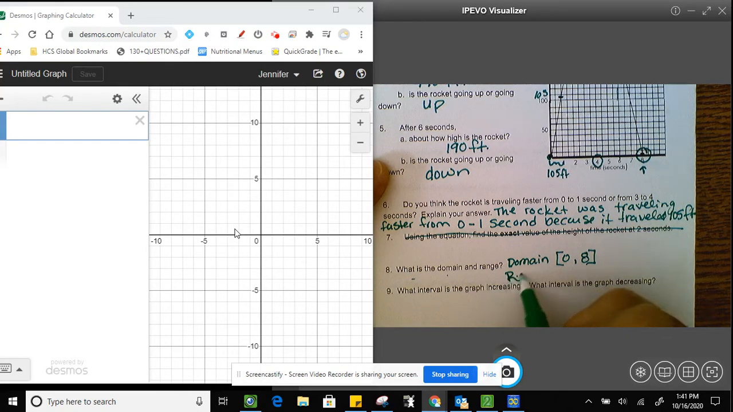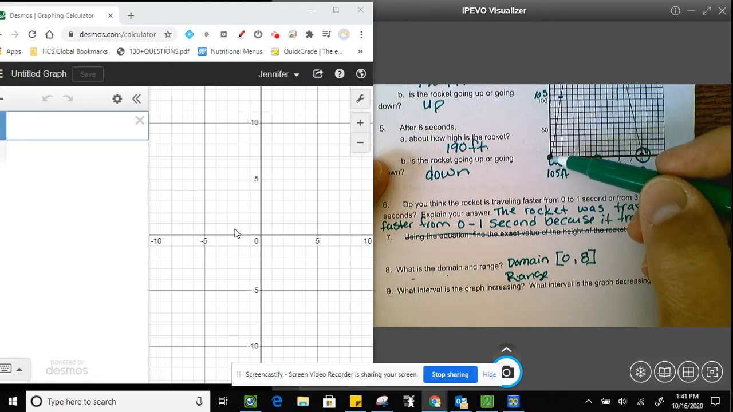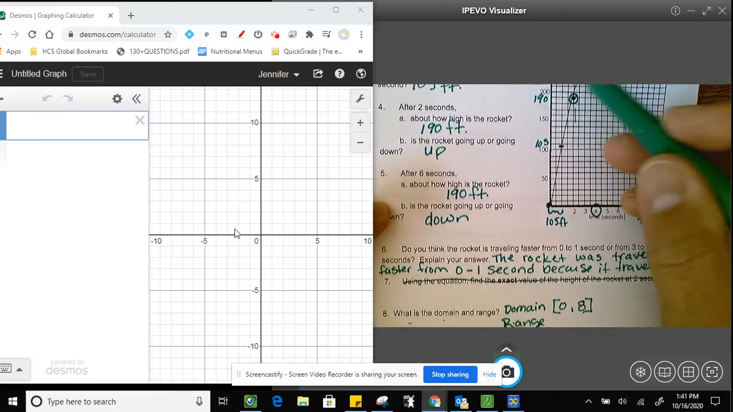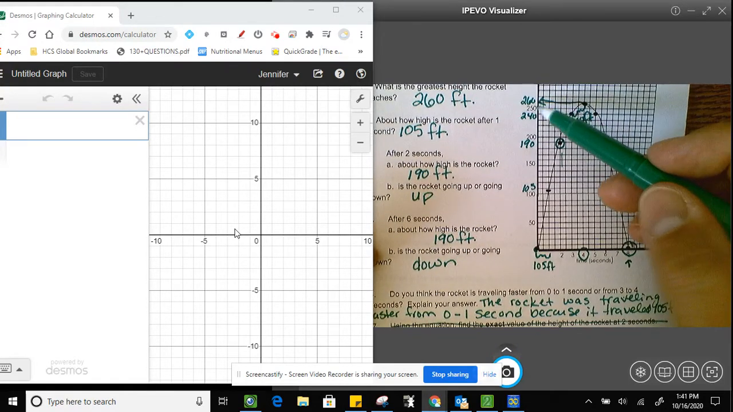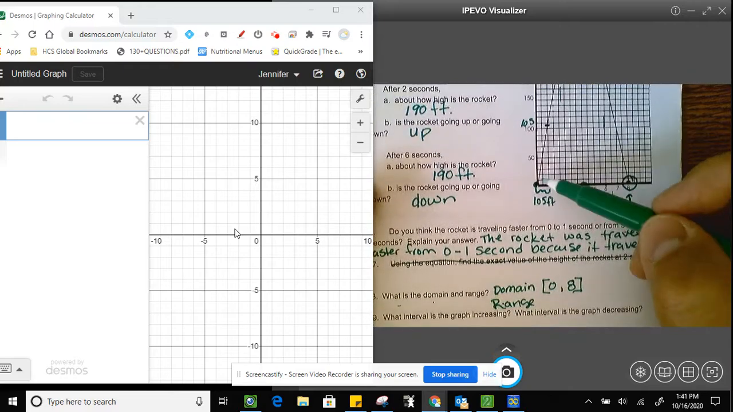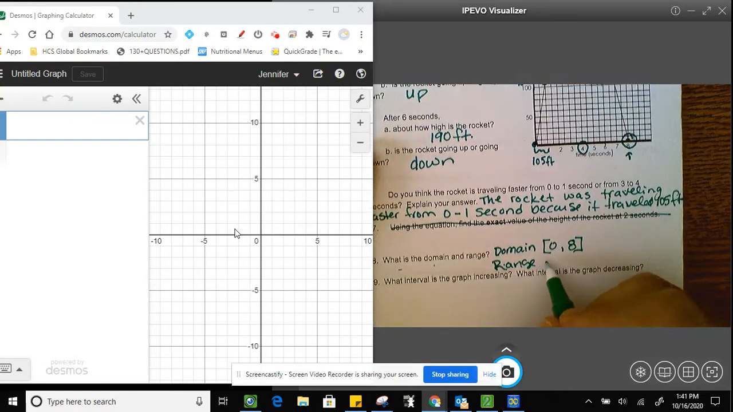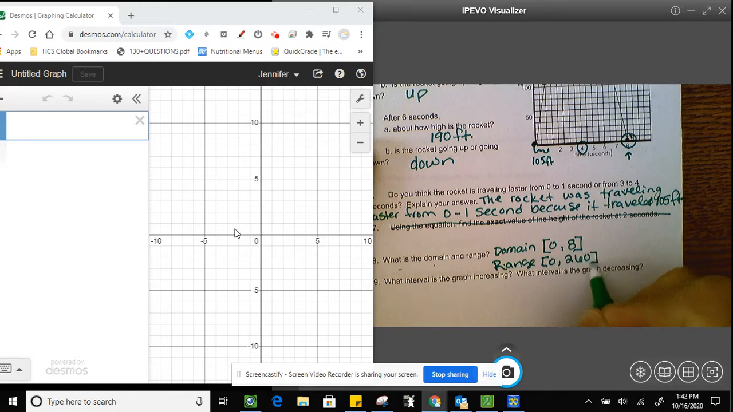And then the range is from 0 at the ground all the way up to 260 feet. It does not go past that, and it doesn't go through the ground. So from 0 to 260 feet.